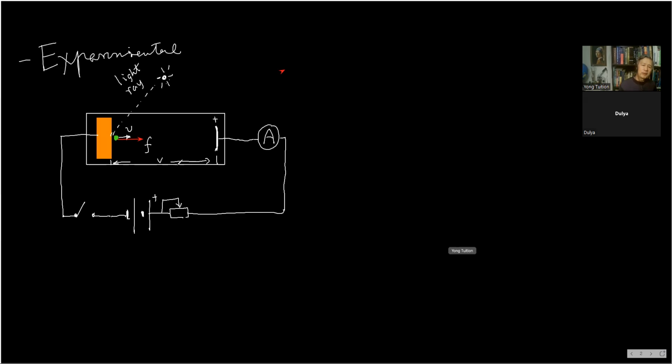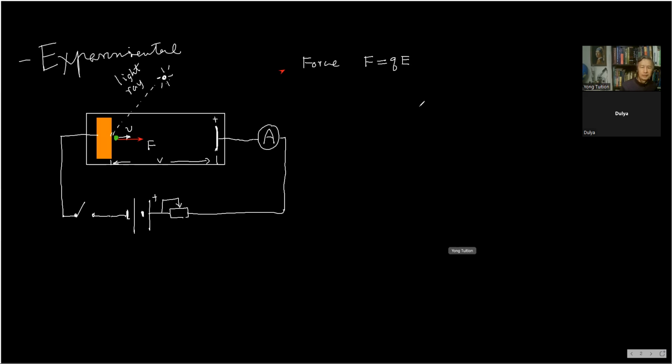Now, can we work out the force? What is the force formula in this case? Not frequency, so I'll use a capital F to represent the force, so you don't get confused. The force acting on the electron: what is F? It is the charge multiplied by E, the electric field.